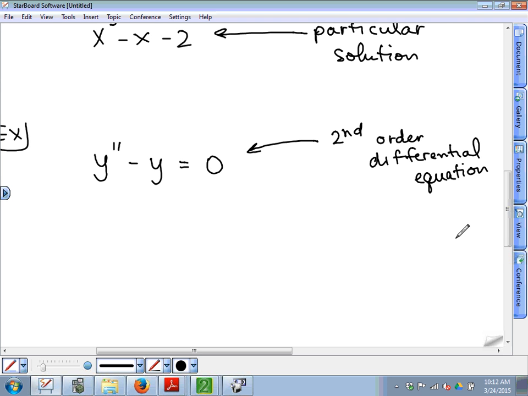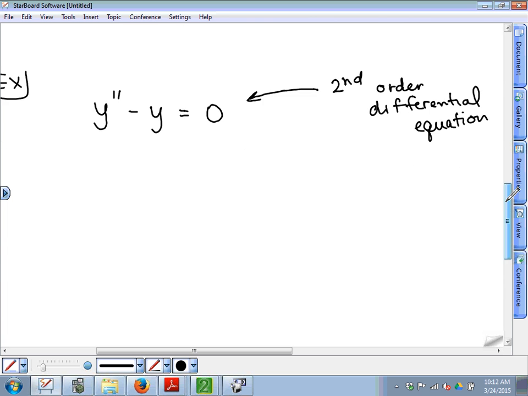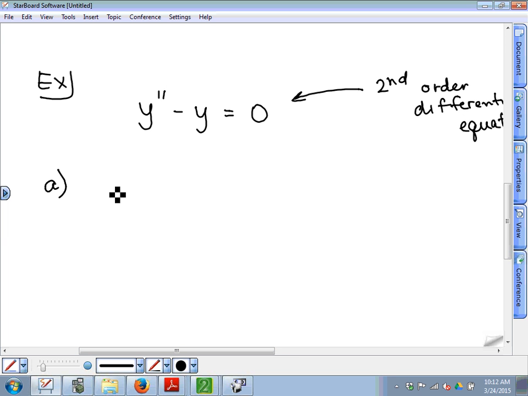Why second order, do you think? Because it's a second derivative. If this had just been y prime minus y, they would have called that a first order differential equation. You see what's going on there? Anyway, that's not super important, but you might see this phrase in the homework, so you need to know what they're talking about. Your homework starts with a problem like this.